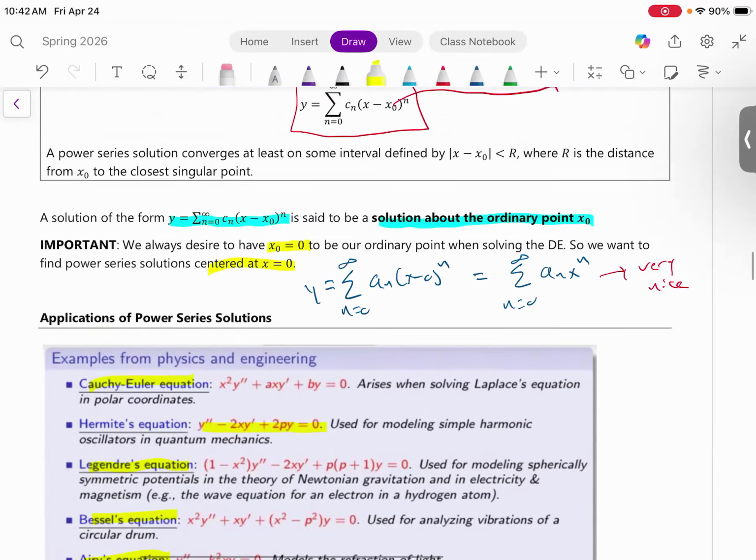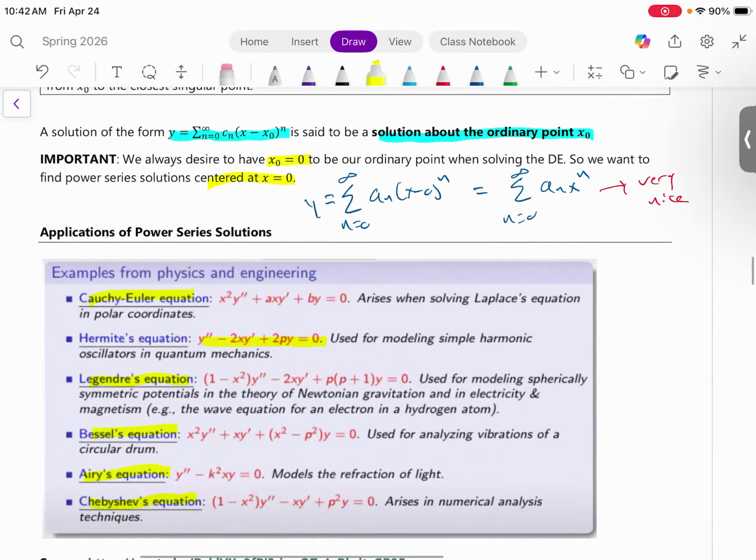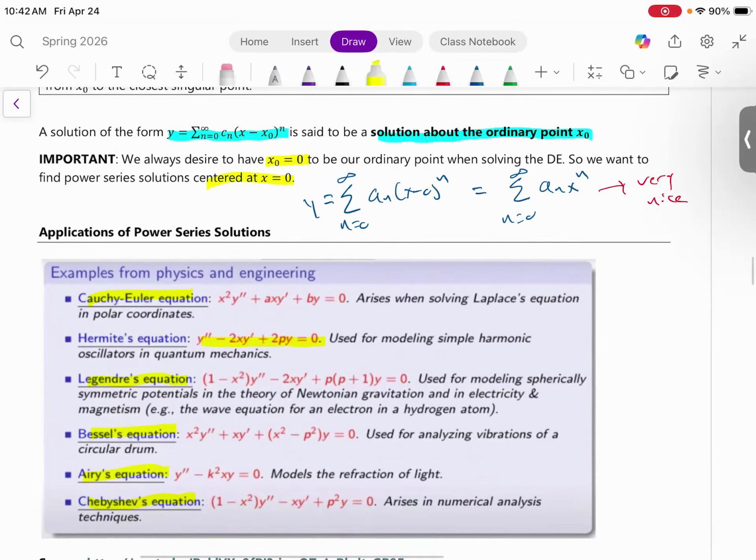So I just wanted to introduce the theorem and a couple of equations. We're going to get going on solving some of these, but that's it for this video.